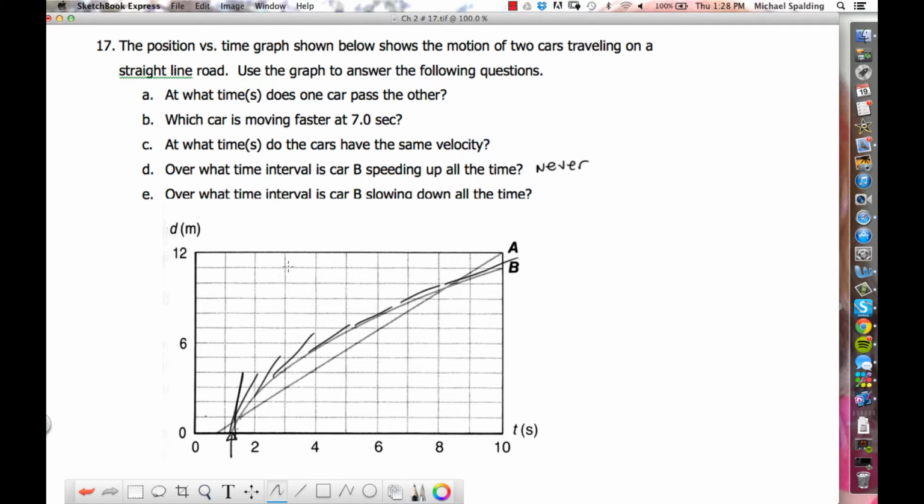So E, over what time interval is car B slowing down? The answer here is the entire journey. Right? And how do we know that? Because what's happening to the slope of the graph for car B? The entire time the slope is getting smaller, smaller, smaller, smaller, which means the velocity is getting smaller, smaller, smaller, smaller.